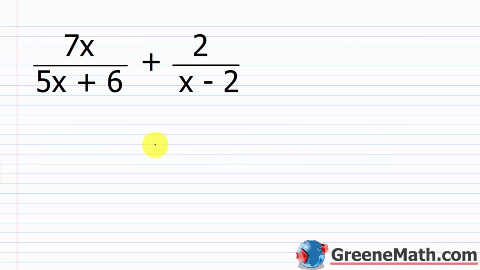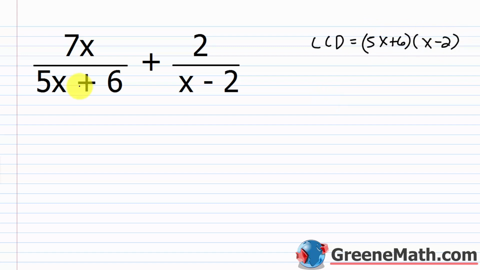So now let's use the same thought process and do some addition with some rational expressions. So we start out with 7x over 5x plus 6, and then plus 2 over x minus 2. So if I look at my denominators to start, I have 5x plus 6, nothing I can do to factor, and then x minus 2, nothing I can do to factor. So if neither one of those is going to factor, the LCD is just going to be the product of the two. So the LCD will be 5x plus 6 multiplied by x minus 2.